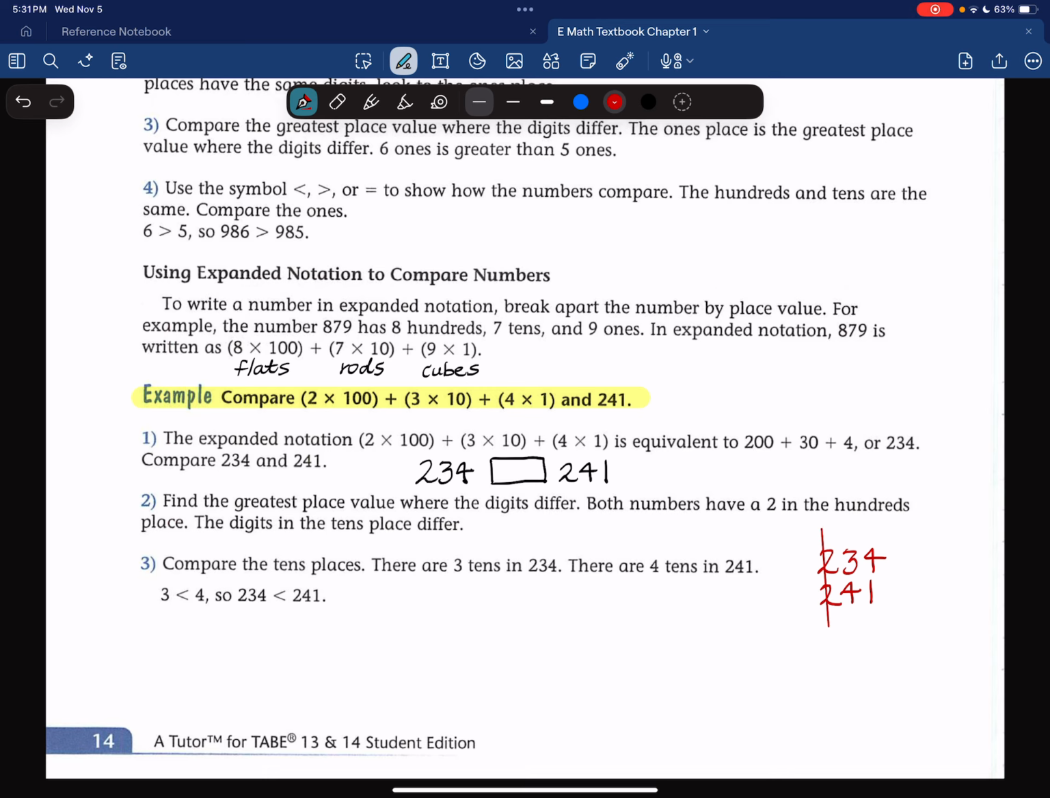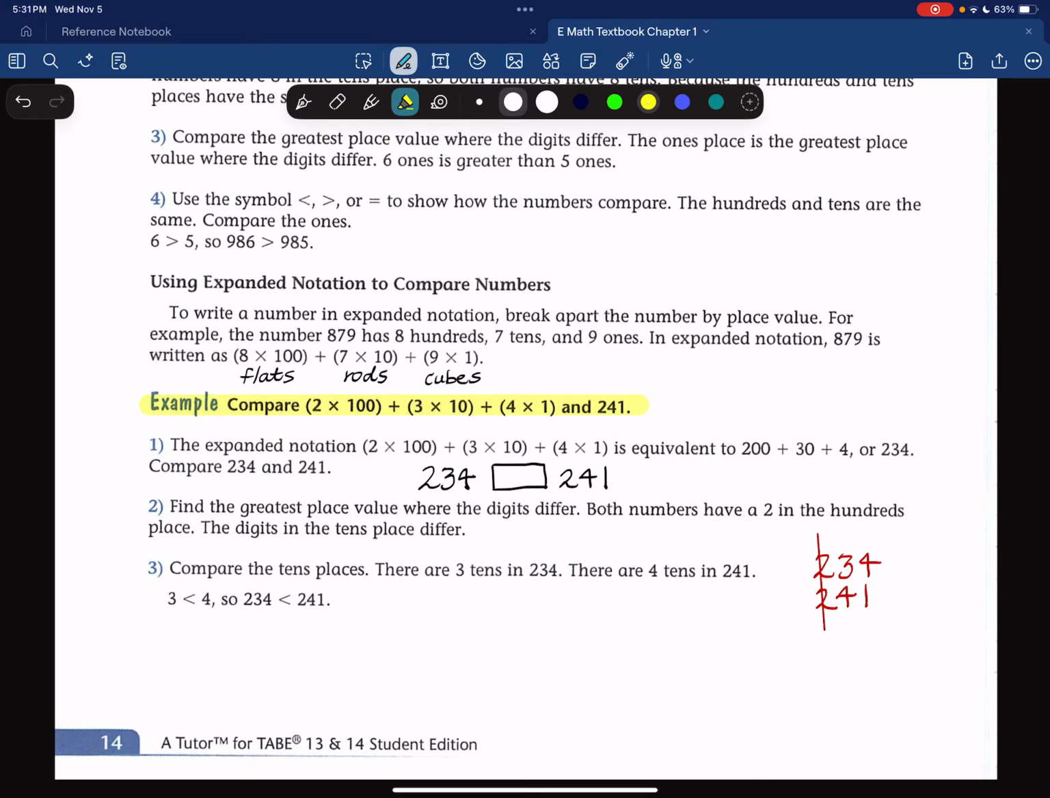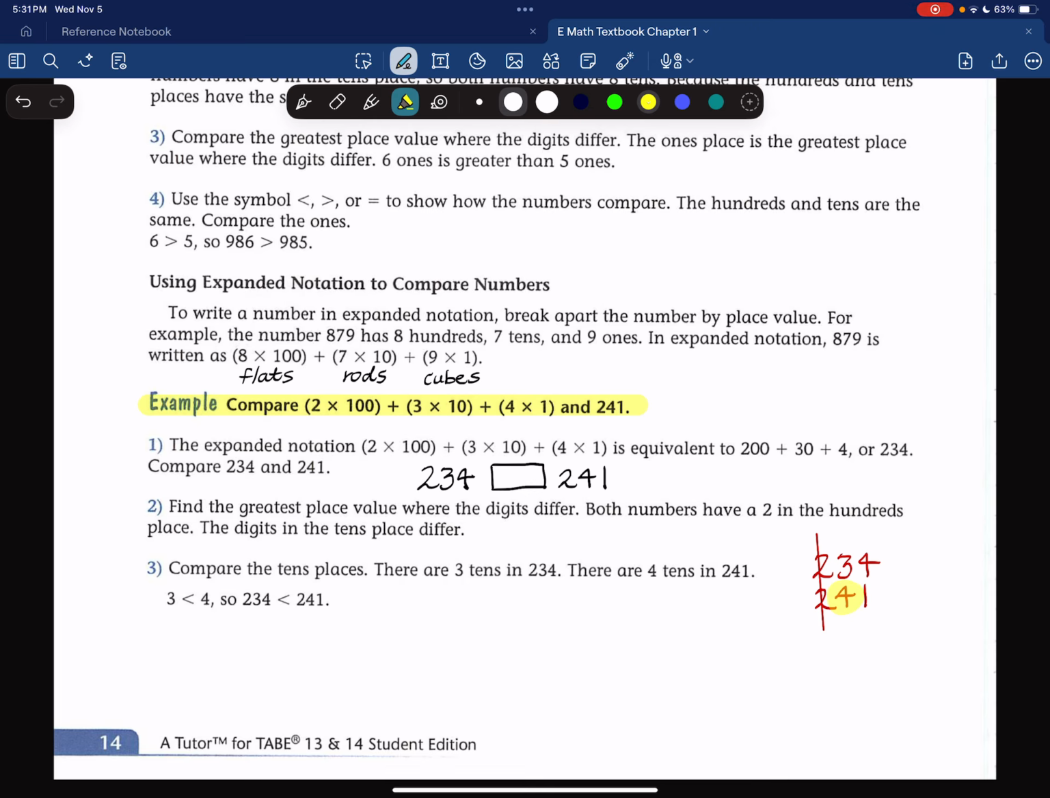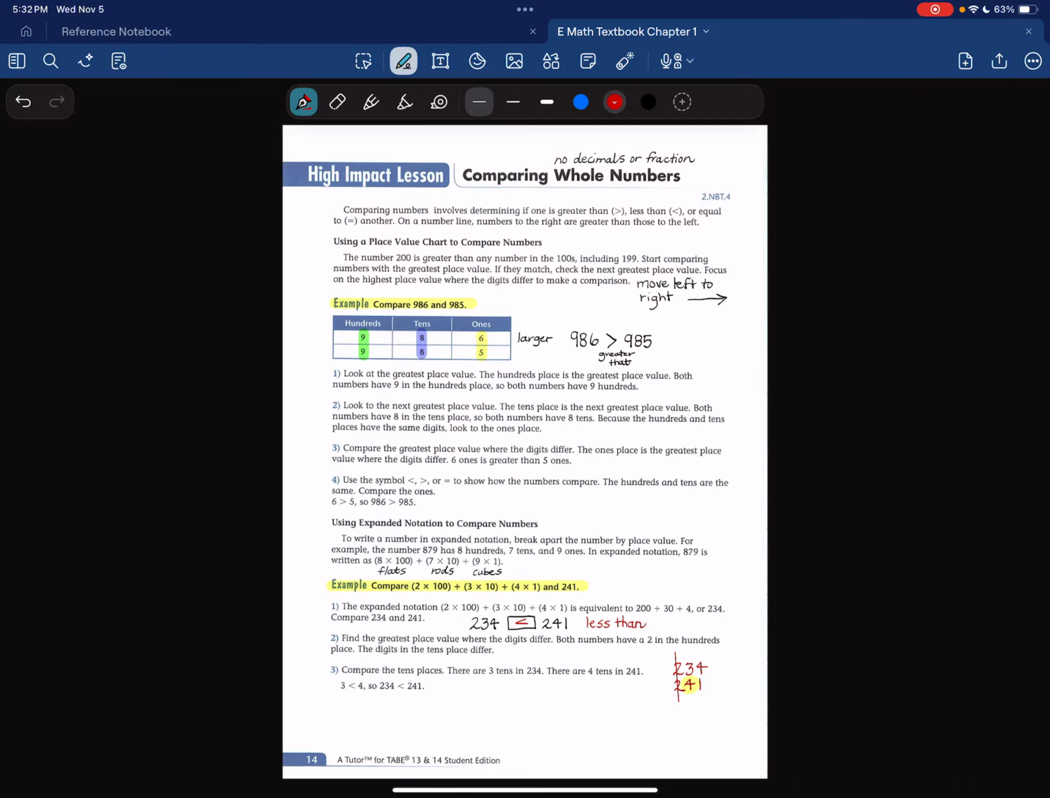Line up the hundreds, the tens, and the ones, and then start comparing. The hundreds place is the same in both numbers. But in this one, we can see that the 4 is larger than the 3. So we would say that 234 is less than 241. 234 is less than 241. So we are going to be doing practice on these. And let's do that now.